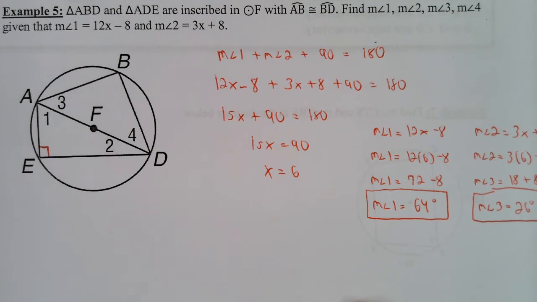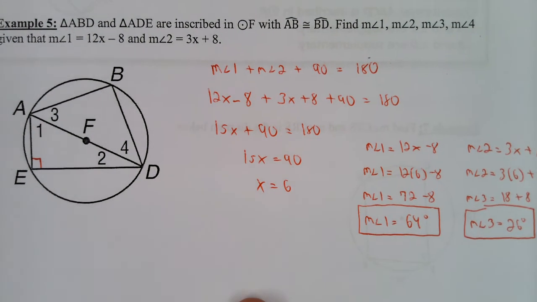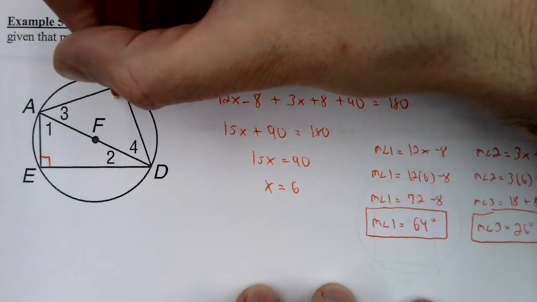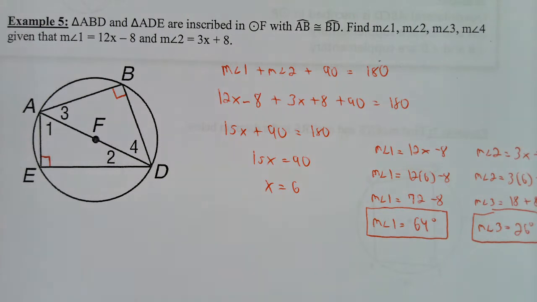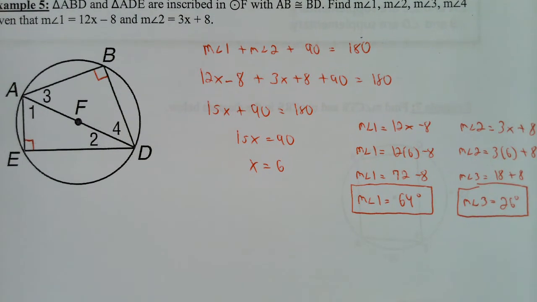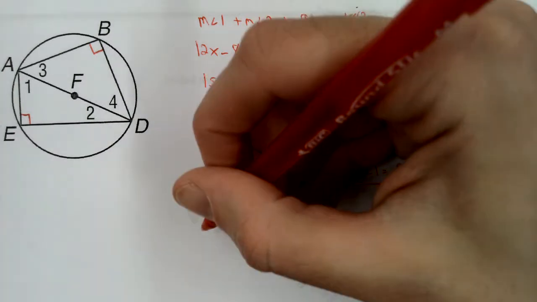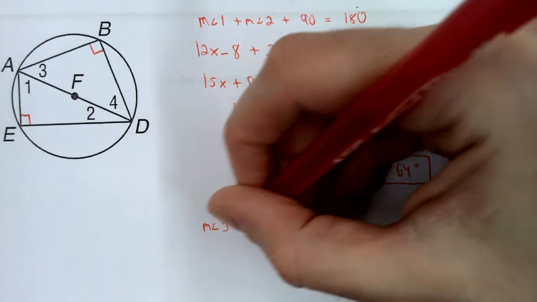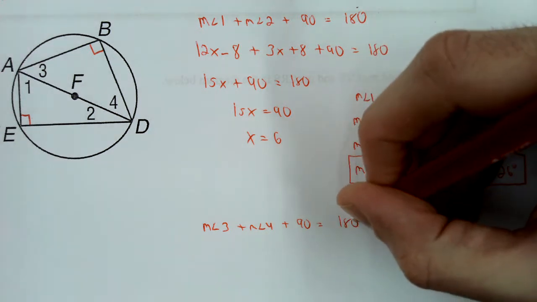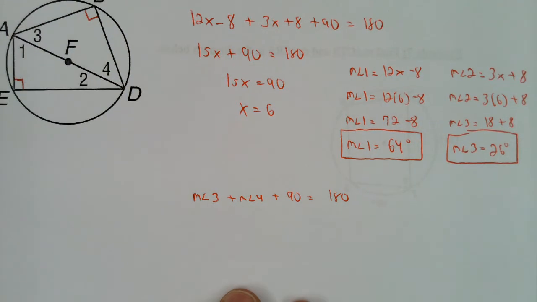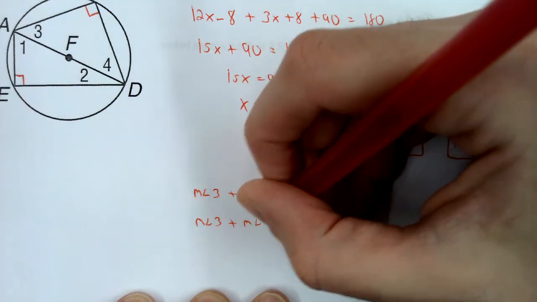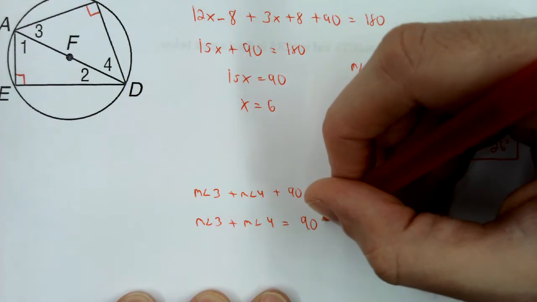Okay, so now let's worry about angle 3 and angle 4. Again, angle B is a right angle because it's inscribed in the semicircle, so it's half of 180, so it's 90. That means the measure of angle 3 plus the measure of angle 4 plus 90 has to equal 180. Let's just subtract the 90 now. The measure of angle 3 plus the measure of angle 4 equals 90.